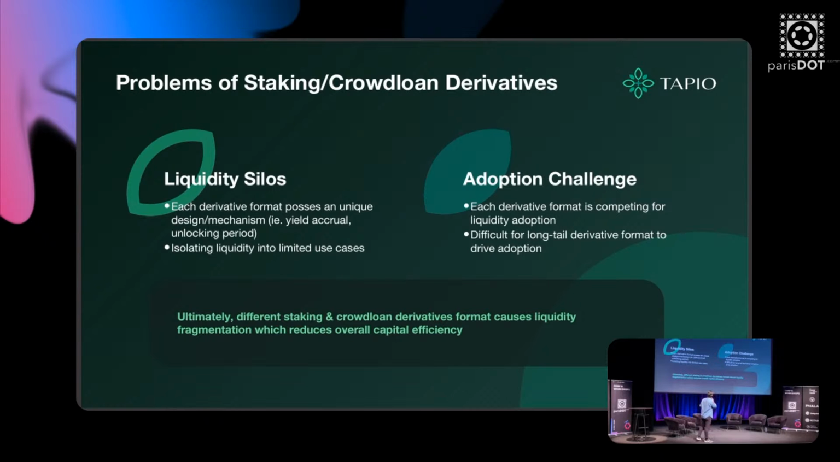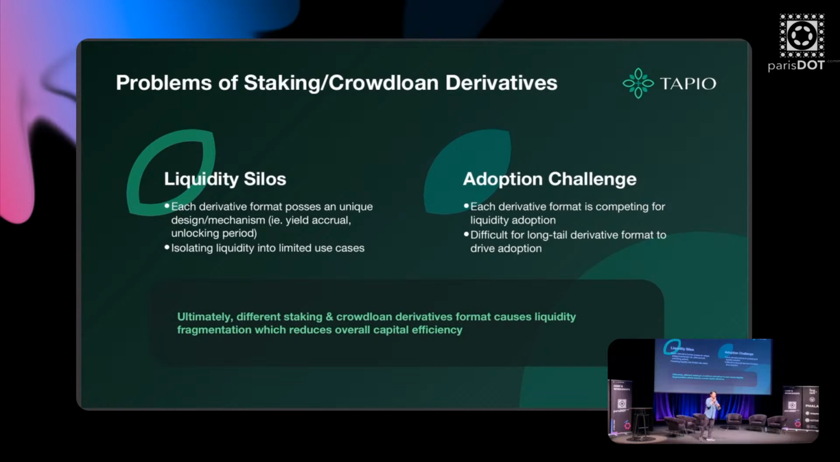So all in all, different staking and crowdloan derivative formats cause liquidity fragmentation, which reduces overall capital efficiency. It's kind of ironic, because the whole purpose of having these liquid staking or liquid crowdloan solutions is to increase utility. But once you have so many different versions, it actually reduces capital efficiency.